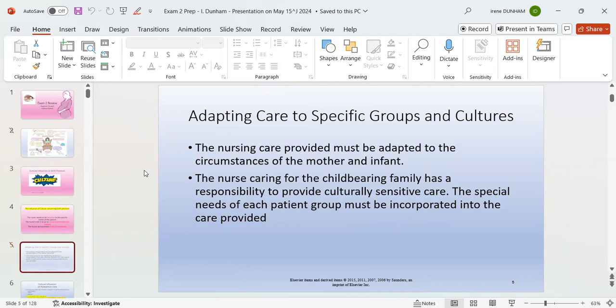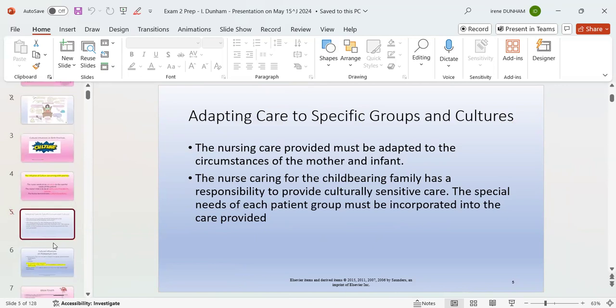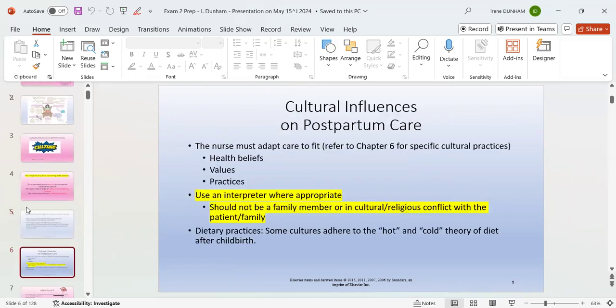You know, that would be insensitive. Everybody see the difference between cultural sensitivity and insensitivity? Yes? Okay, good. All right. So another influence is when someone comes in and you don't speak their language.